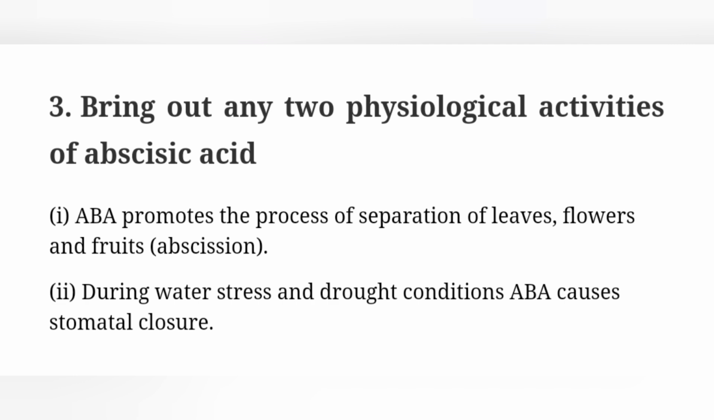Third question, bring out any two physiological activities of abscisic acid. First point, ABA promotes the process of separation of leaves, flowers and fruits, abscission. Second point, during water stress and drought conditions, ABA causes stomatal closure.